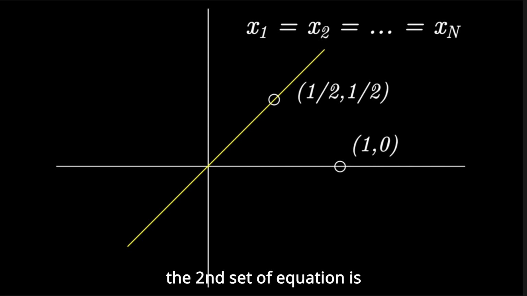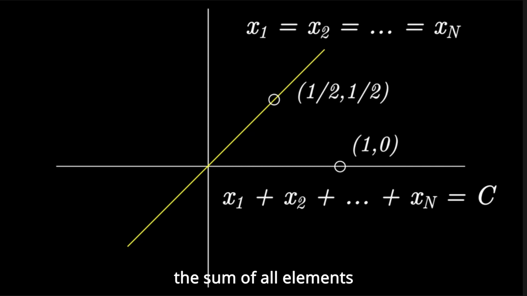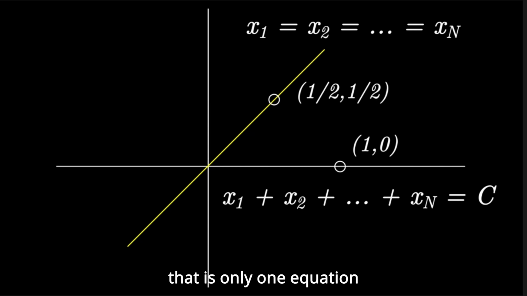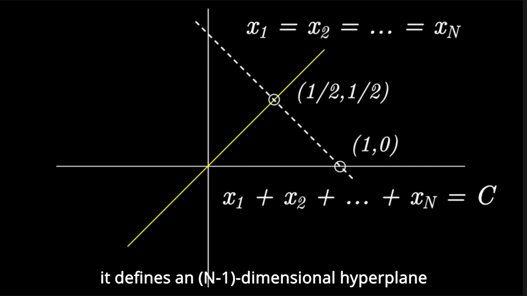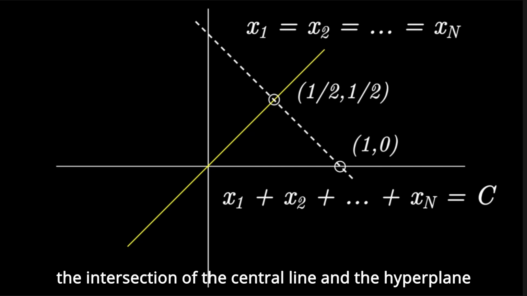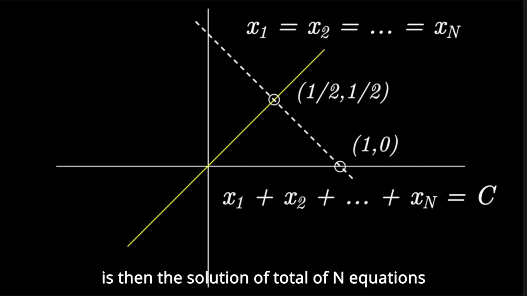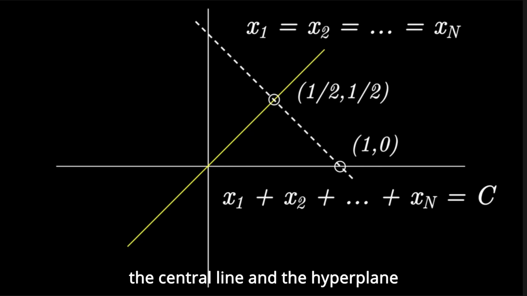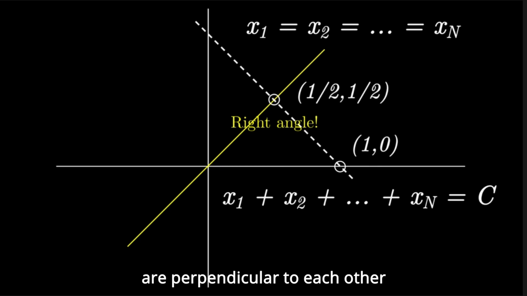The second set of equations is that the sum of all elements stays the same as our original point. That is only one equation. In the n-dimensional space, it defines an n-1 dimensional hyperplane. The intersection of the central line and the hyperplane is then the solution of a total of n equations. So it can only be a zero-dimensional point, our mean point. Here's a proof left for you: the central line and the hyperplane are perpendicular to each other.